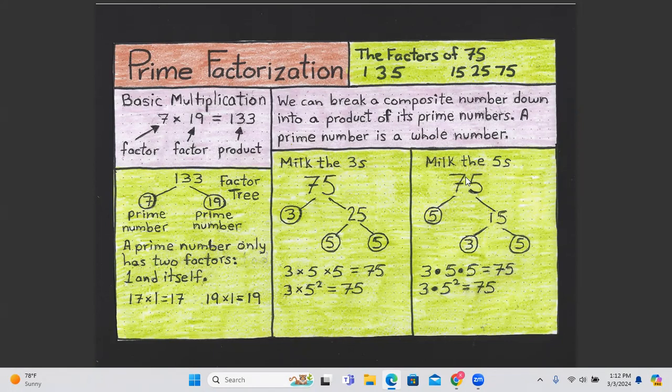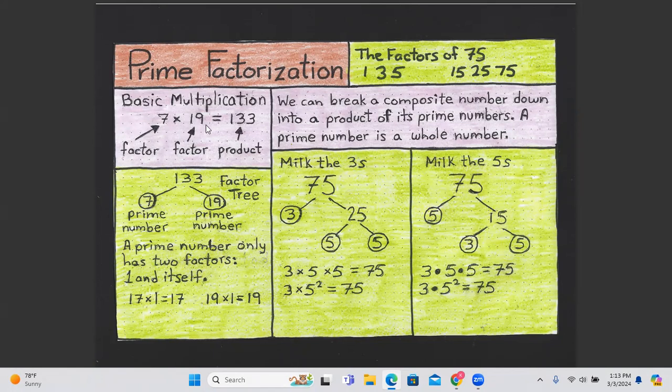This is the fourth video in a series of videos related to the art of prime factorization, in which we break a composite number down into the product of its prime numbers or prime factors. A prime number is a whole number, by the way, and let's take a look at our example in which we have factors and a product.